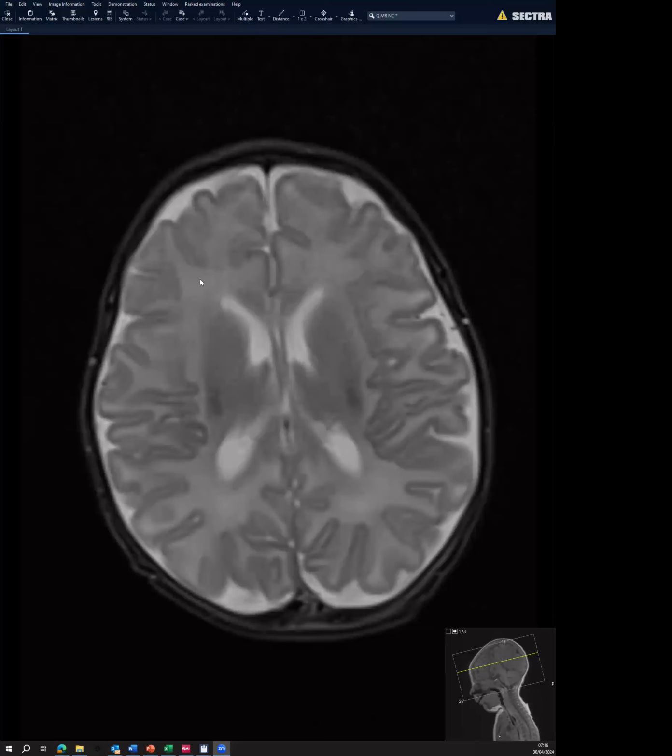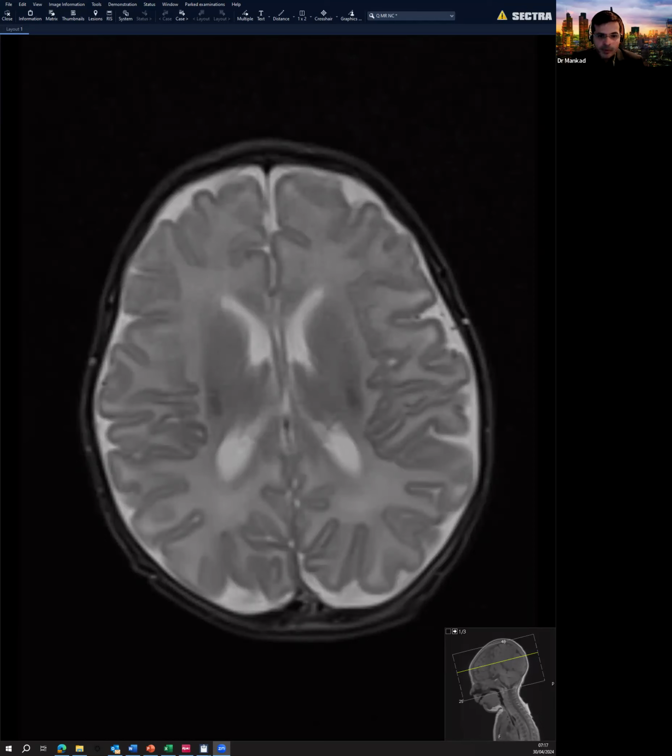As myelin matures, the signal of the white matter and the gray matter shifts drastically. In a neonate, you get absolute reversal of signals. So this is your T2 weighted sequence. The CSF is still bright. The white matter is bright.